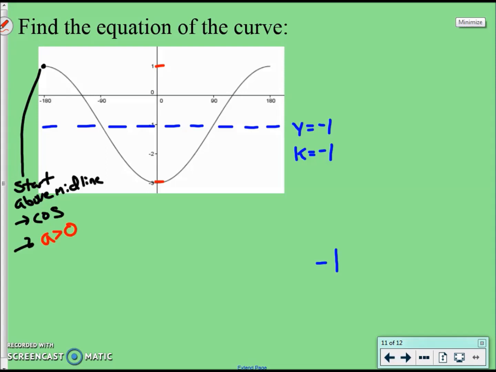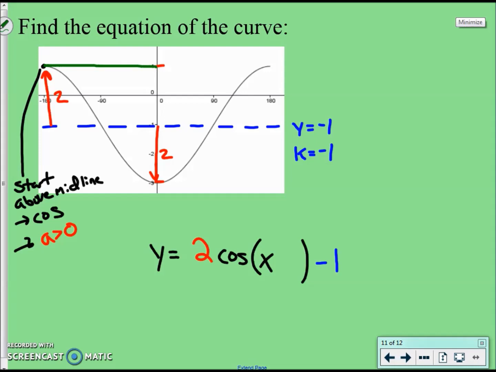Looking at our amplitude now, I go from negative 1 to 1, that is 2. I can also go from negative 1 to negative 3, that is also an amplitude of 2. So I now know that this is 2 cosine of x, and I now have to determine if I have a vertical transformation or a horizontal transformation. We've already discussed the vertical transformation of negative 1. Well, typically I would start here at 0, so I have gone to the left.